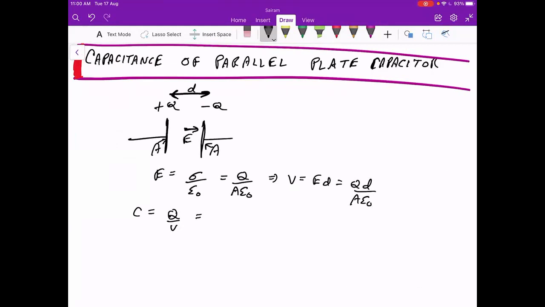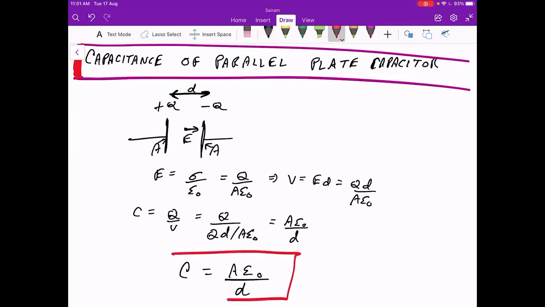So C is equal to Q by V, so Q by Q d by A epsilon naught. That's A epsilon naught by d. That's the famous formula, C equals A epsilon naught by d for the capacitance. But mind you, this is only for the parallel plate capacitor and not for other capacitors.